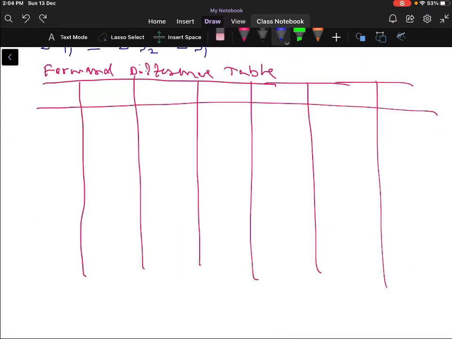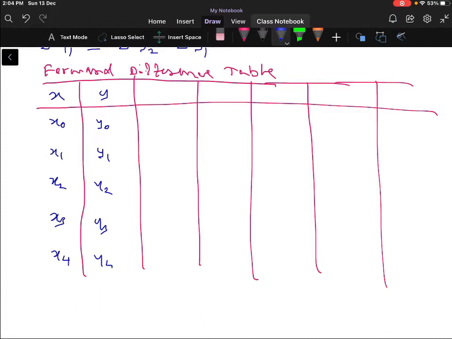Now let me take the values of x and y. The values of x are x0, x1, x2, x3, x4. Let me take only 5 values of x, from x0 to x4. Y0 is the corresponding value of x0, then y1, y2, y3 and y4.